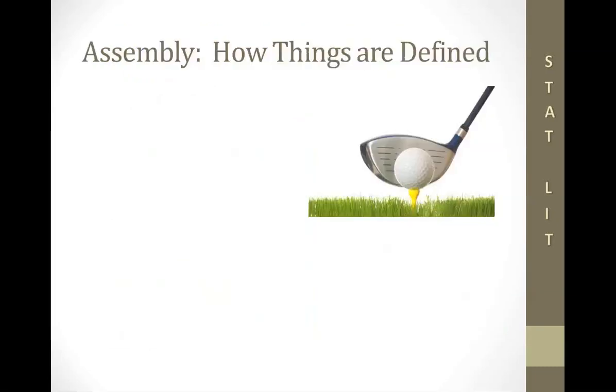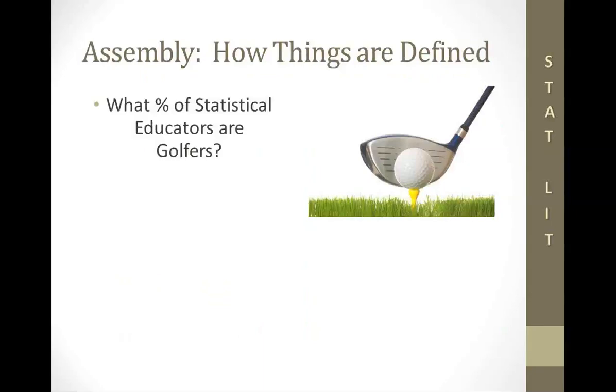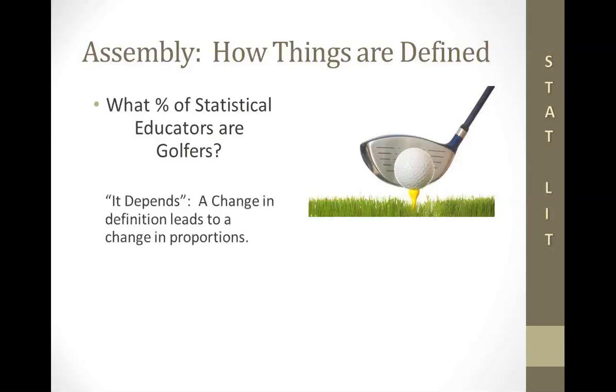I'll start with a simple question. Say I wanted to know what percent of statistical educators are golfers. If this were a textbook problem, we might just be told that p-hat equals X%, and we'd be off and running doing calculations and formulas. But if we stop and think about what the answer to this question might be, the real answer is it depends. And it depends in part on how I define what a golfer is.